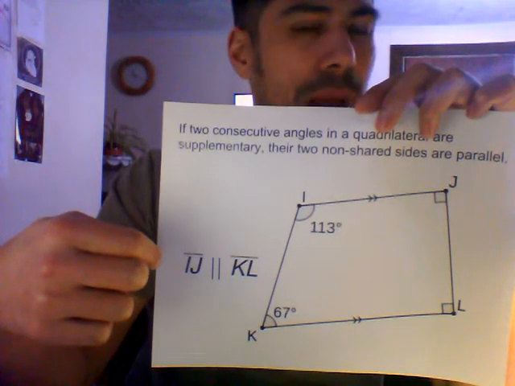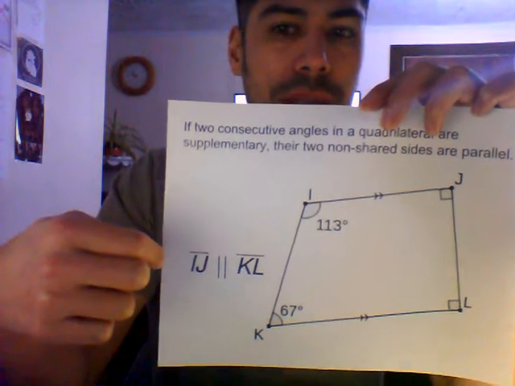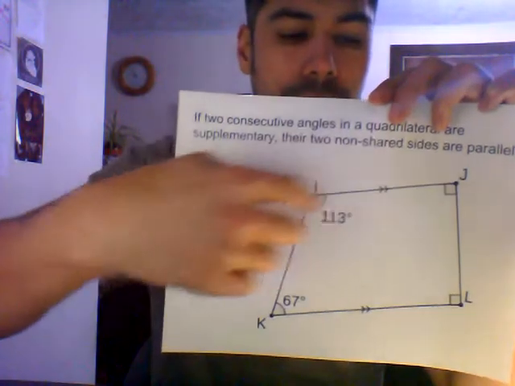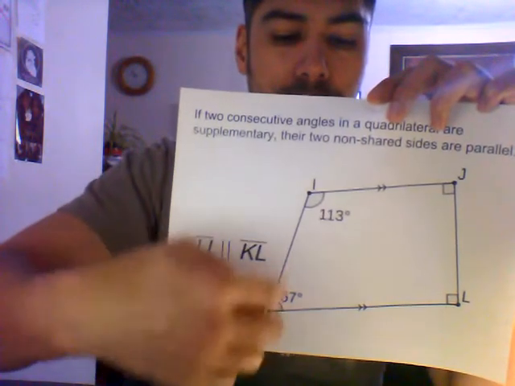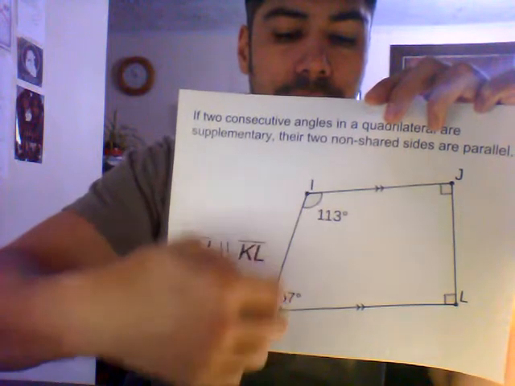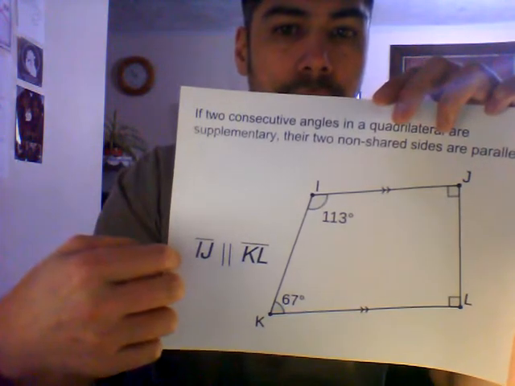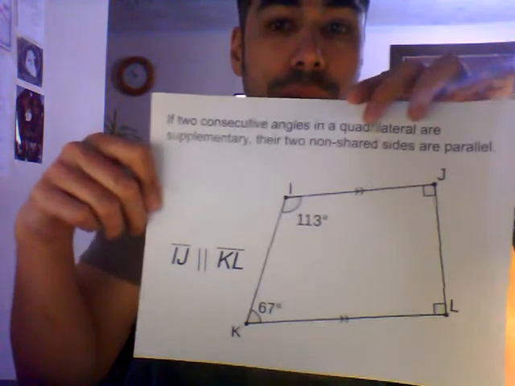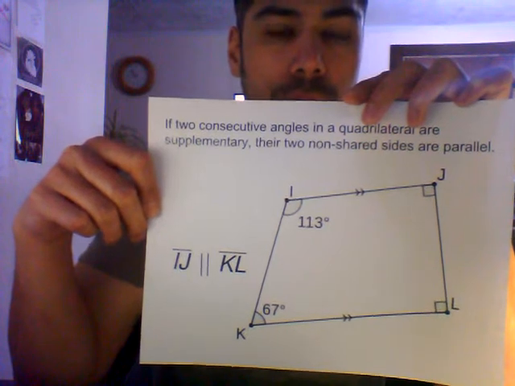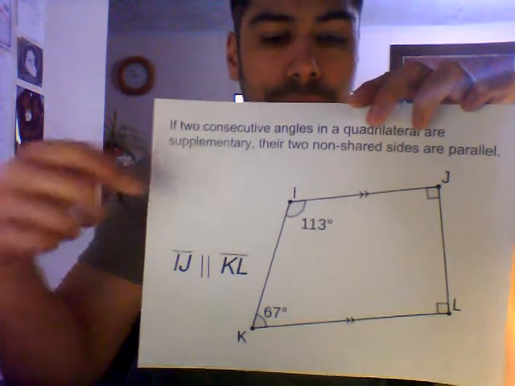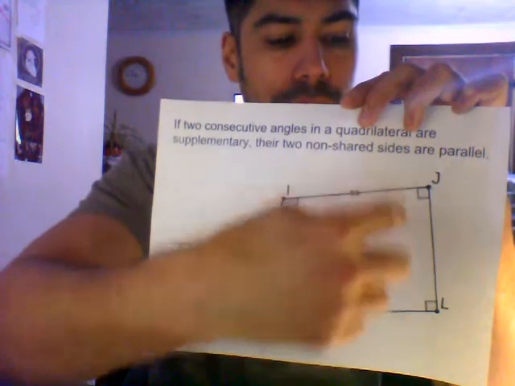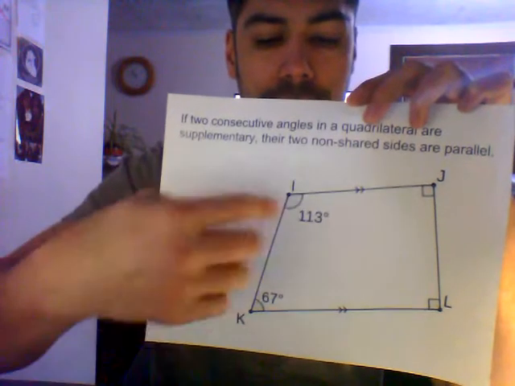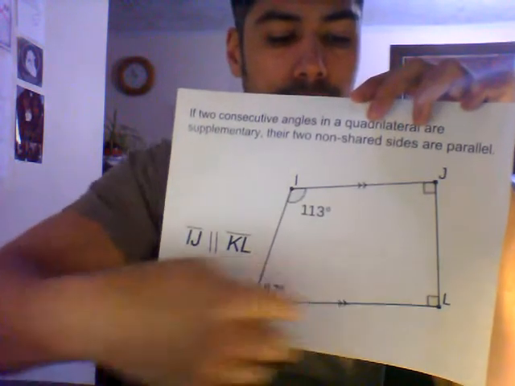If you think way back to when we were talking about transversals, basically this side here is acting as a transversal crossing these two parallel lines, and these angles would be our same side interior angles. And we can see it over here with angle J and angle L. Those are both 90-degree angles. Those are supplementary as well, because 90 plus 90 equals 180. So here, two consecutive angles that are supplementary make these sides parallel. Two consecutive angles here that are supplementary make these sides parallel.